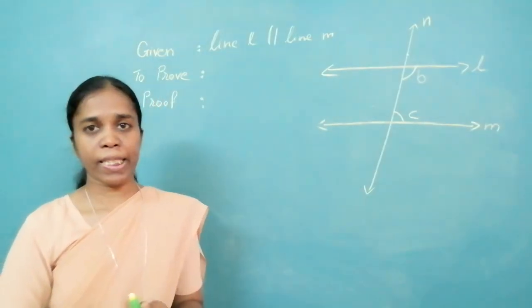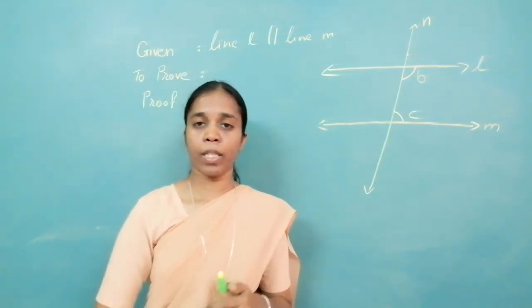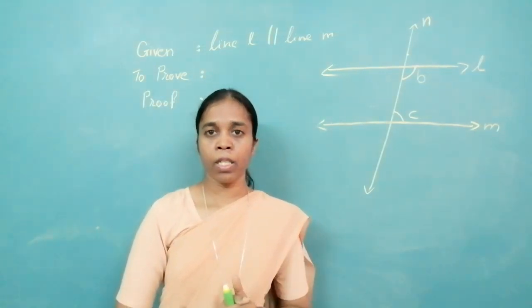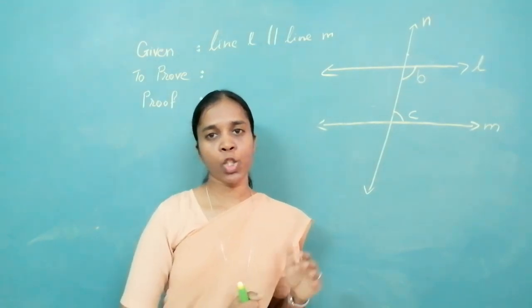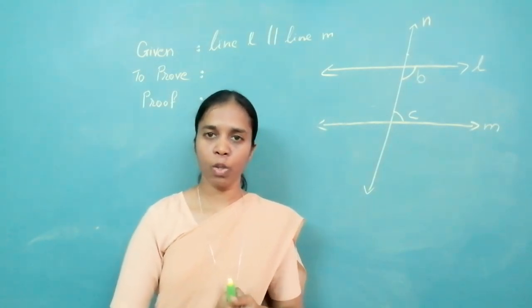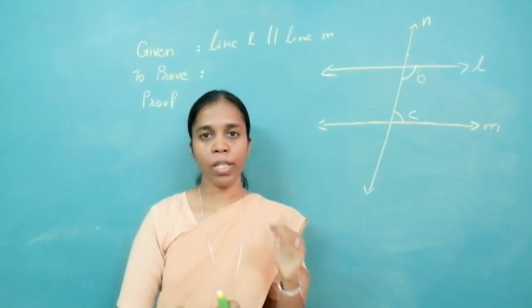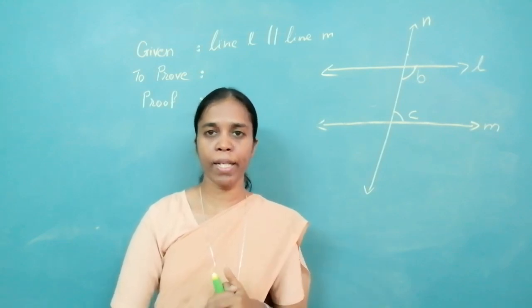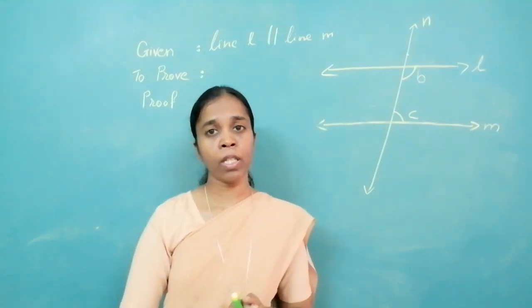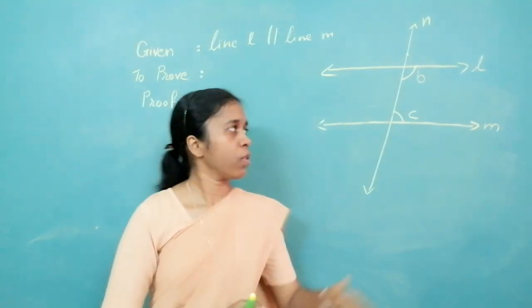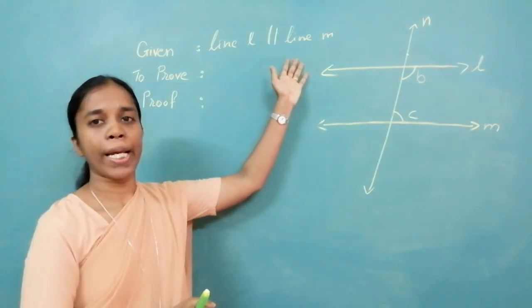Now we go for the second theorem. The next theorem tells that the alternate angles formed by two parallel lines are congruent. Alternate angles formed by two parallel lines are congruent. So what is the antecedent? What is given to us? Two lines which are parallel. We will consider L and M are parallel lines.